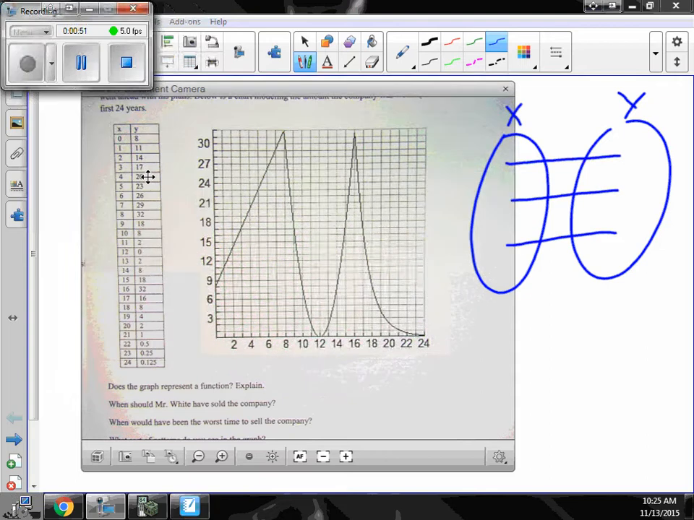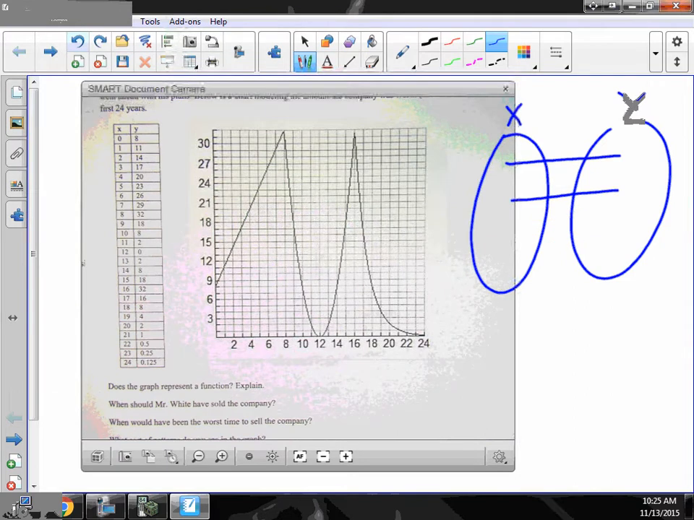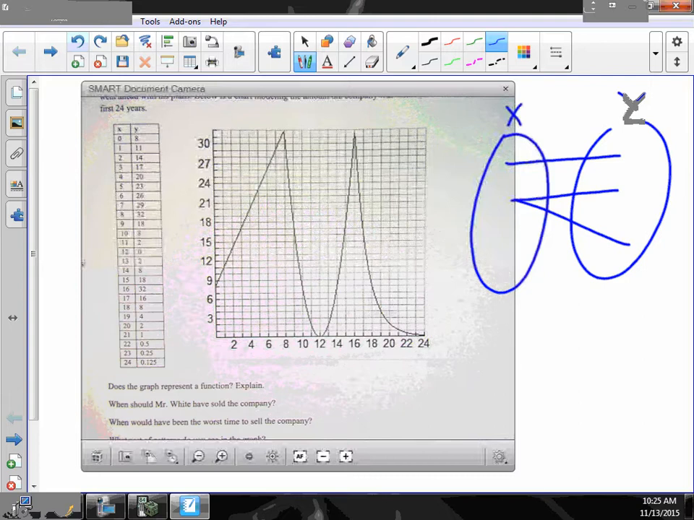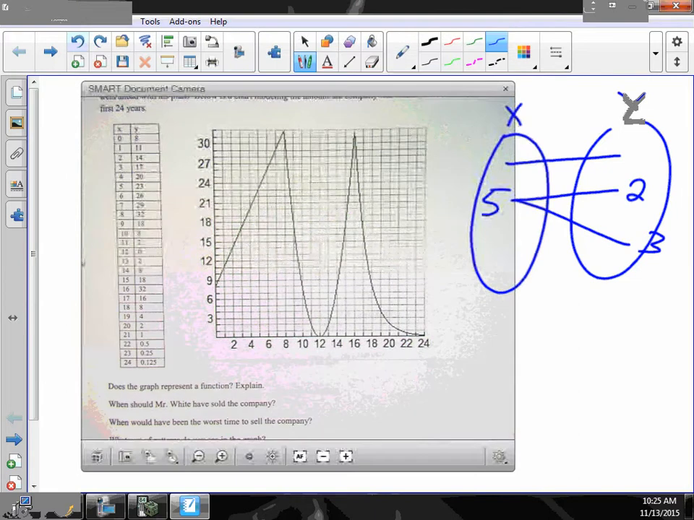Okay? But if one of these x's is actually connected to 2 different y's, so let me back up just a little bit, make that a little less confusing. That is still a function, because every x is connected to one y. It's okay if certain y's get hit more than once, that's fine. The only thing that can't happen is this. No x is allowed to touch 2 y's. So if I had the numbers, let's say 5 was matched with 2 and 3, 5 cannot belong to 2 and to 3 at the same time.